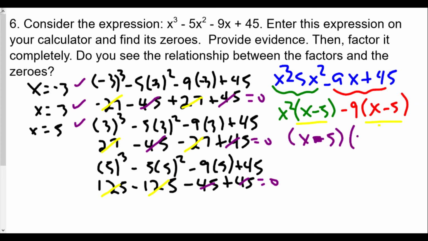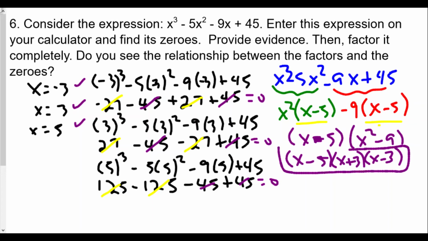And leftover factors are x squared minus 9. And x squared minus 9 is the product of conjugates, or in this case, difference of perfect squares. So we have x minus 5 times the square root of x squared is x, square root of 9 is 3, plus and minus. And so this is the fully factored form of the expression x cubed minus 5x squared minus 9x plus 45. But now the question is going to be, well, how does it relate to our zeros?